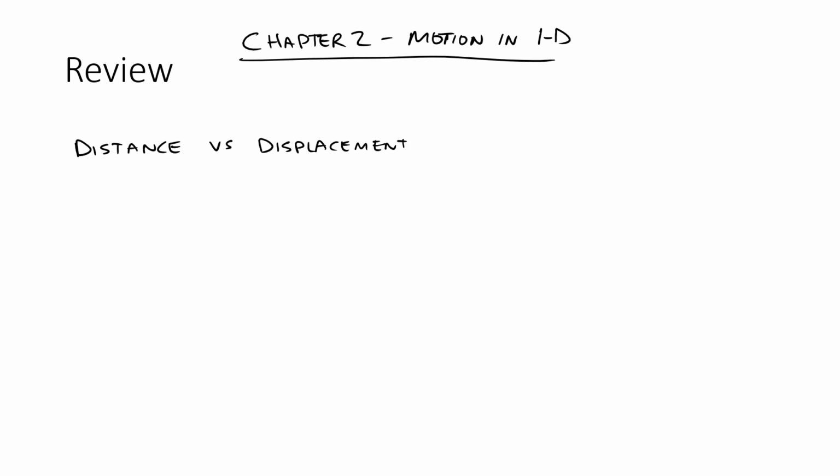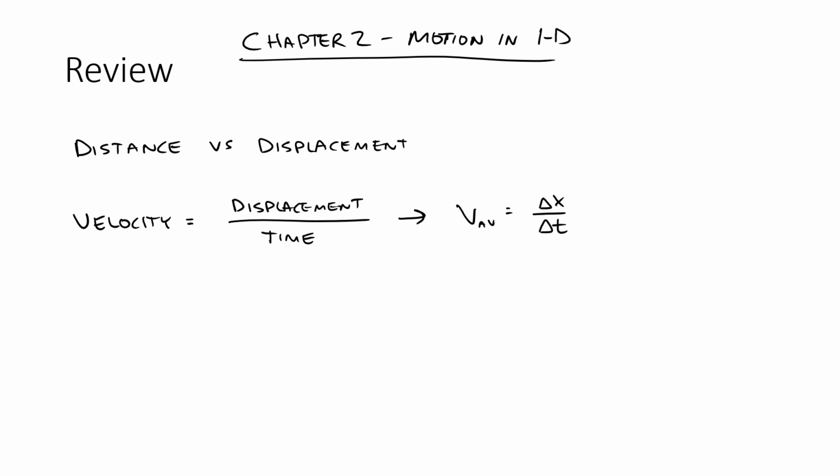Okay, then I introduced velocity, which is just the displacement over time. I did average velocity and instantaneous velocity. So we had V average, delta t, like that.